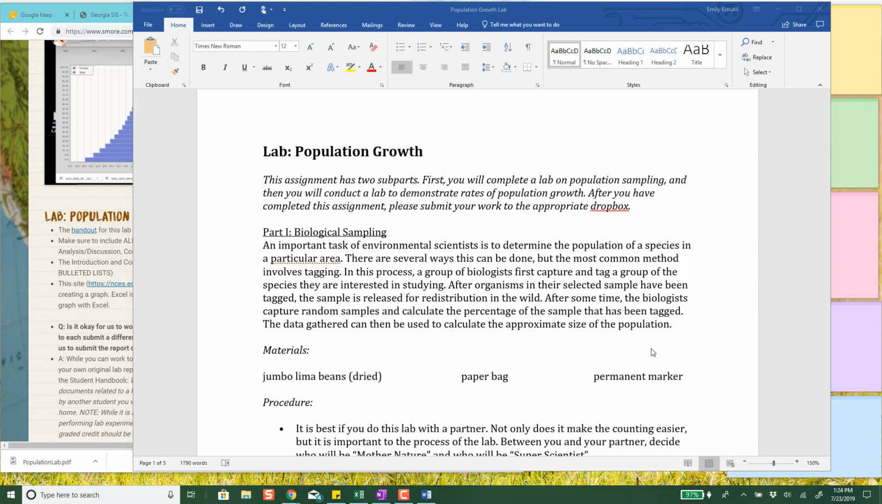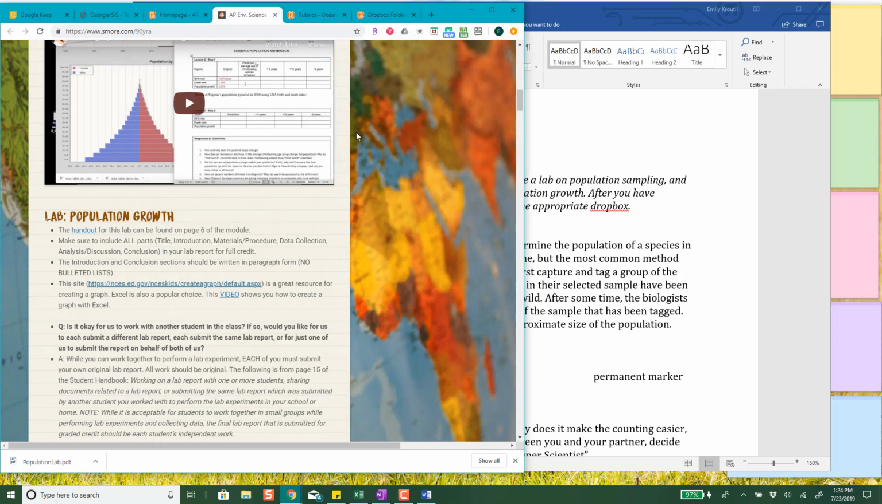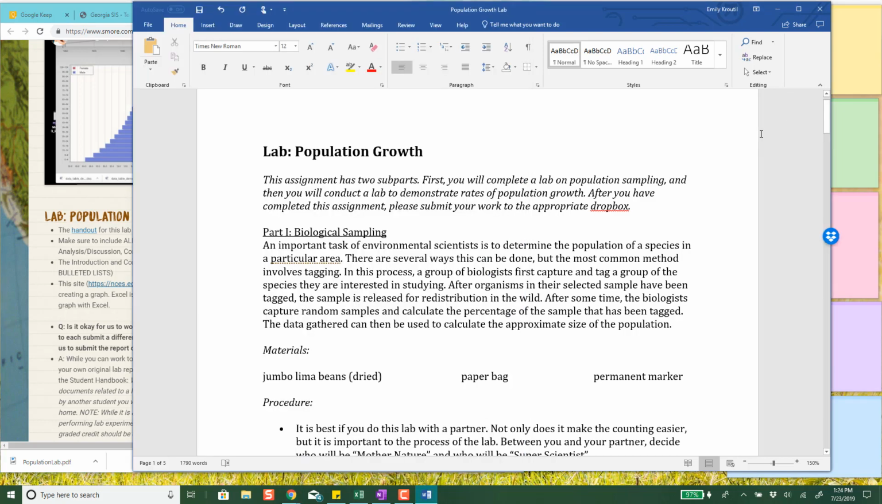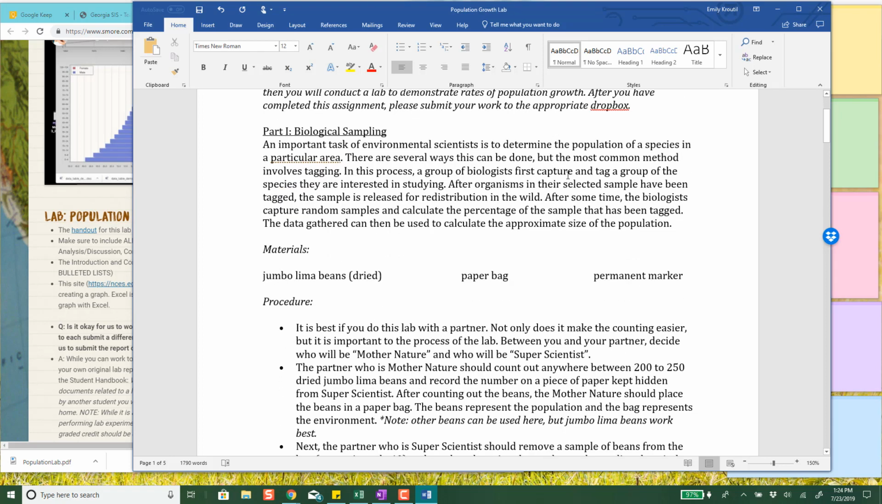I've made this into a Word document, and I will post it in the course resource newsletter, and I'll also post it on the class website. That way you have access to it, and you can enter your data in there instead of a PDF file. Okay, so this is a population growth lab.